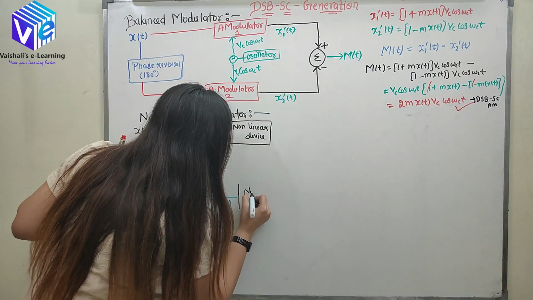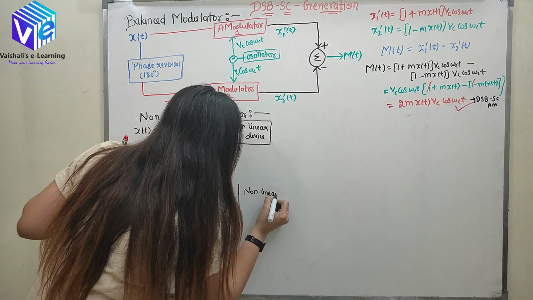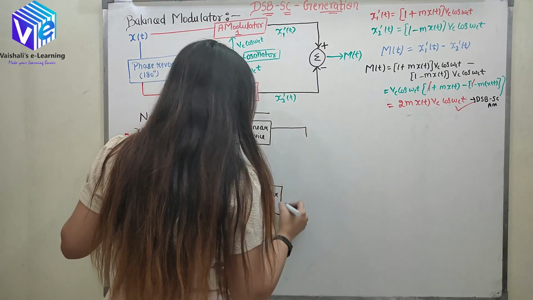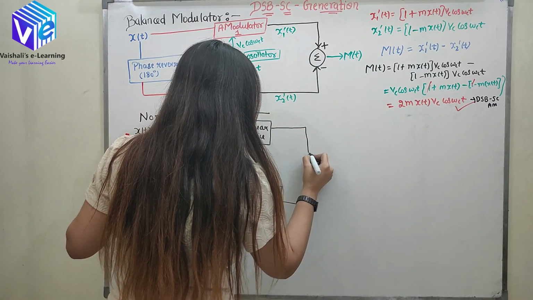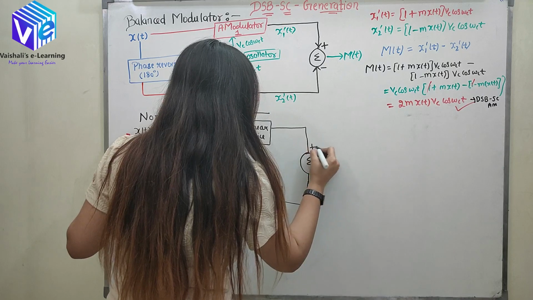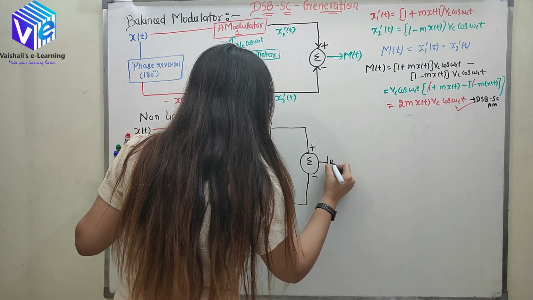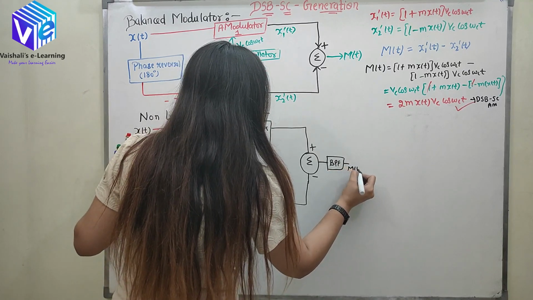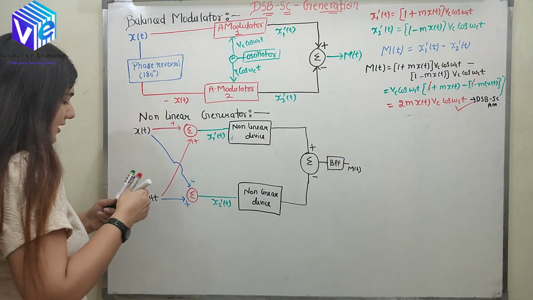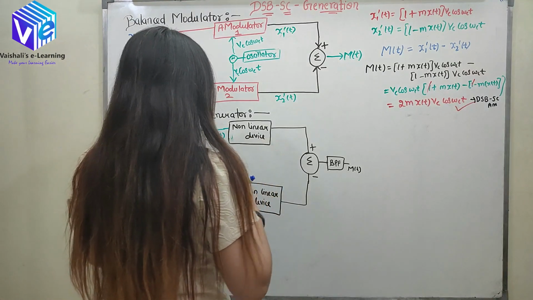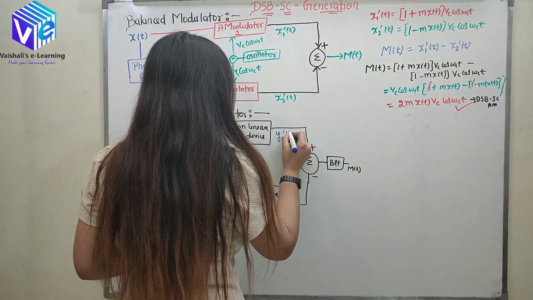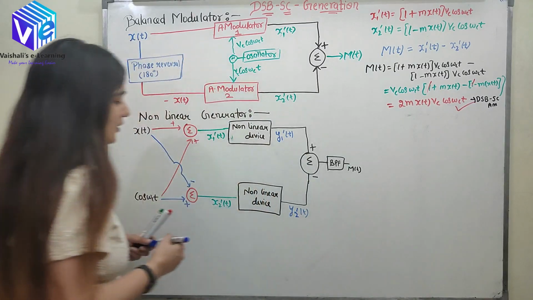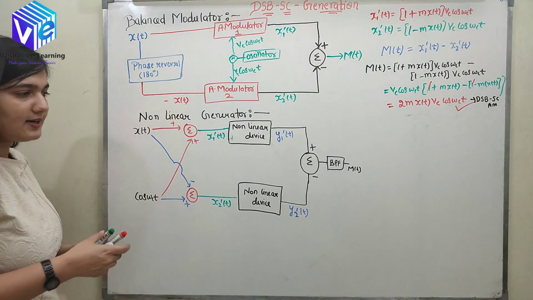Here also it is passed to a non-linear device and the outputs are taken. So it is added and it is subtracted. After that it is passed to a band pass filter and this is my m(t). So here I am taking the outputs to be y1 dash t and y2 dash t. So now this is my non-linear type of generator.